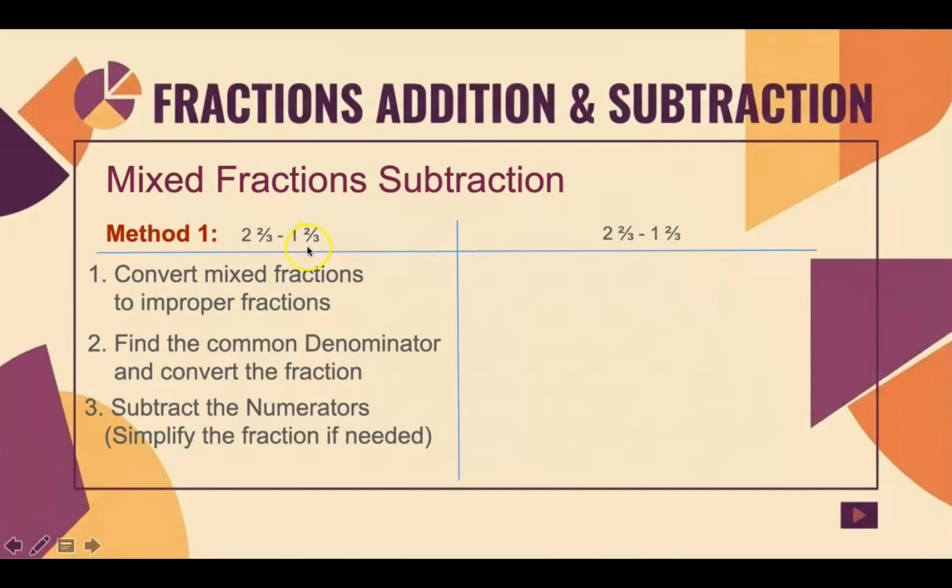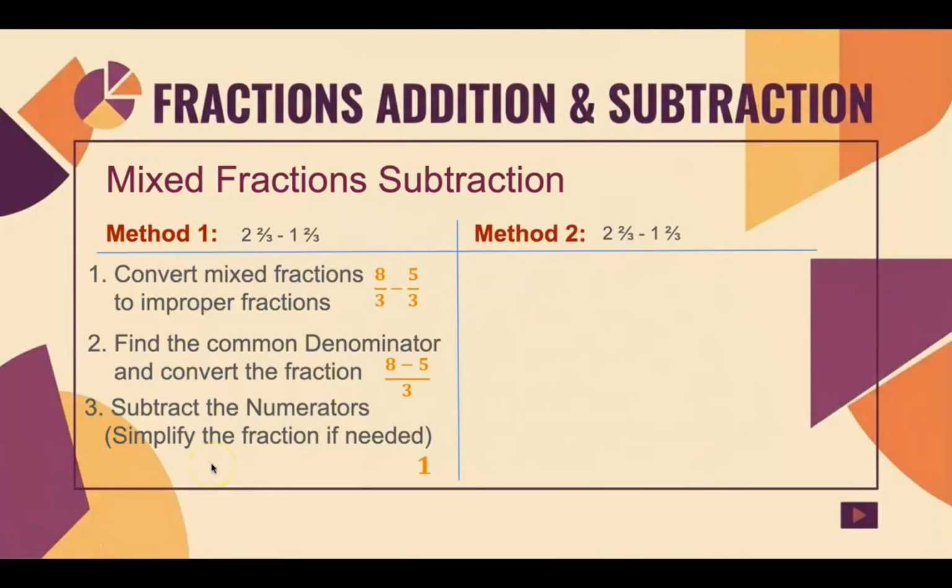And for the second fraction, 3 times 1 plus 2 equals 5, so we'll get 5/3. So our equation is 8/3 minus 5/3. Let's move on to step 2. Find the common denominator and convert the fraction. Here, 3 is the denominator for both of the fractions, meaning the common denominator is already 3. So we have 8 minus 5 divided by 3. Let's move on to step 3. Subtract the numerators, simplify the fraction if needed. So 8 minus 5 equals 3, and the denominator 3 stays the same. And since the numerator is equal to the denominator 3, then we can simplify this fraction to 1.